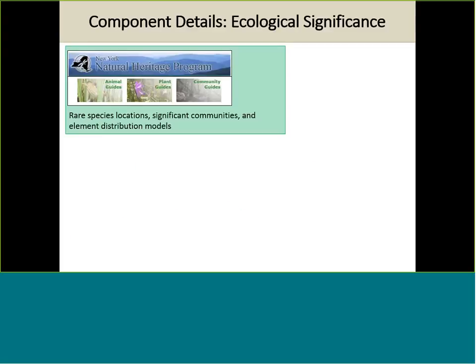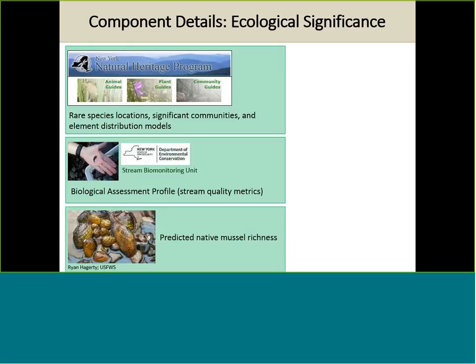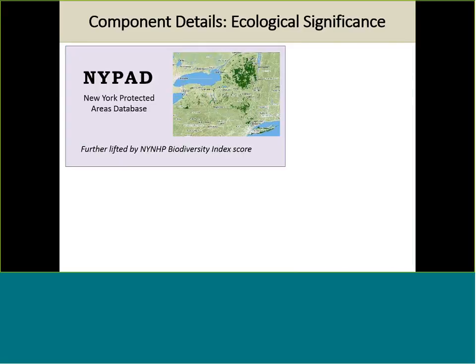And so to go into these piece by piece, we'll start with the ecological significance. So much of the value within the model that we've created comes from the information that the Natural Heritage Program has been accumulating over decades on rare species locations, significant natural communities, and element distribution models, which are the predicted habitats for rare species. We also incorporated stream health metrics from the DEC Stream Biomonitoring Unit and predicted native mussel richness as another indicator of stream health. And so by combining all these different data layers, we were able to create an ecological significance thematic map that we would use to put into the final model.